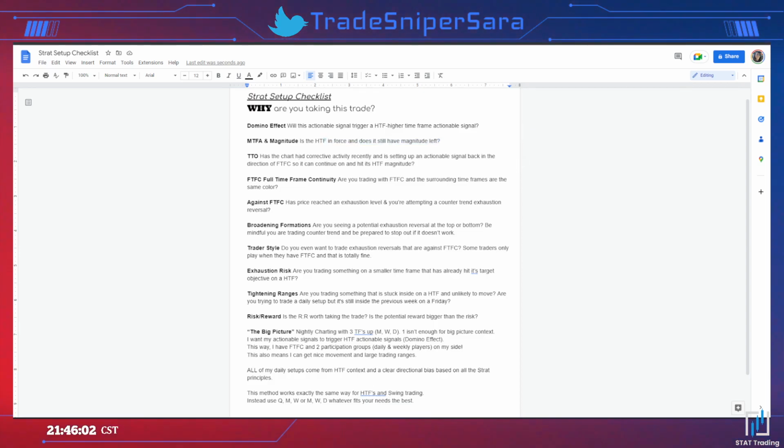TTO, so has the chart had corrective activity recently and is setting up an actionable signal back in the direction of full time frame continuity so it can continue on and hit its higher time frame magnitude. Full time frame continuity. Are you trading with full time frame continuity and the surrounding time frames are the same color? Are you trading against full time frame continuity? And if you're trading against full time frame continuity, you know you can only do this if the price has reached an exhaustion level and you're attempting a counter trend exhaustion reversal.